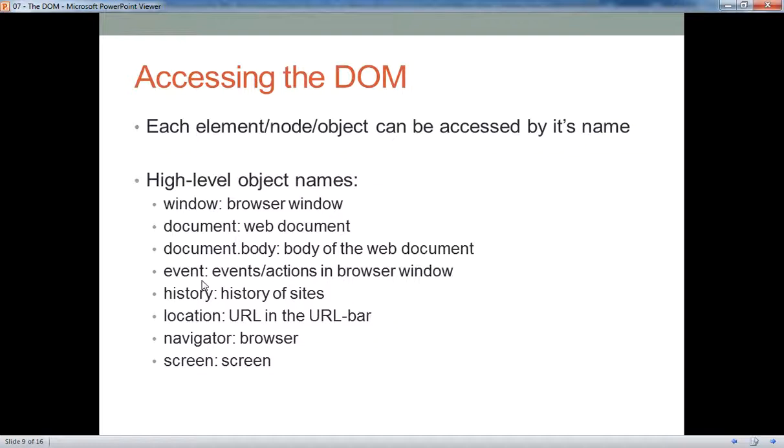So let's see, we have a variety of APIs, a variety of functions that we're going to look at today that will give us the ability to access objects or nodes or those elements in the DOM tree and then manipulate.